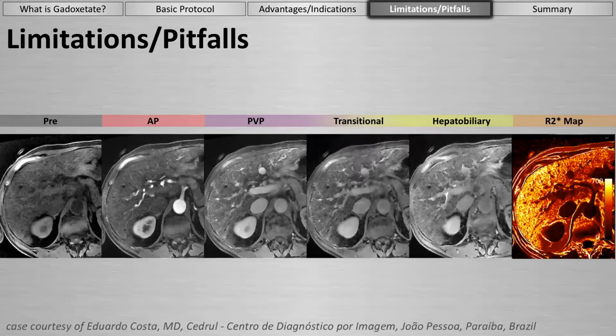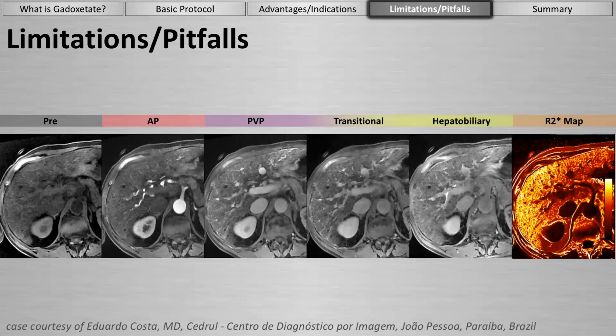This is just to illustrate that when patients have iron overload, and this is an R2 star map to illustrate how high the iron level is, then gadoxetate doesn't work so well. When you look at these images, you might be saying, this doesn't even look like a gadoxetate MRI. The blood vessels are brighter than the liver. How can you know that this is a gadoxetate MRI? And I know it's a gadoxetate MRI because I can see the gadoxetate in these bile ducts.